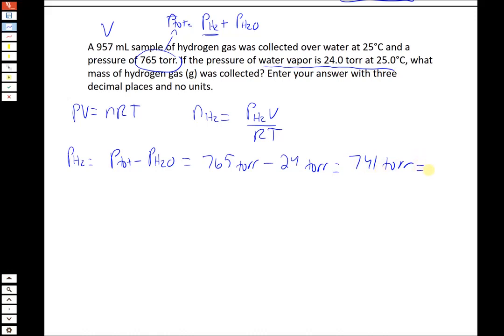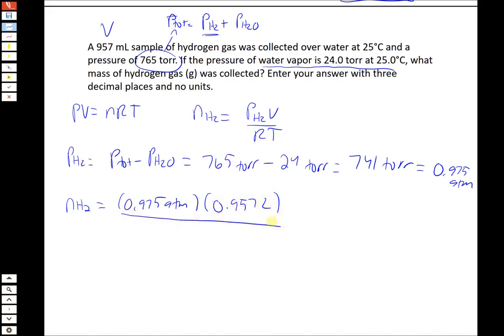And then we're going to want to put it back into atmospheres, because now we're going to use the ideal gas equation. So let's put it back into atmospheres, 0.975. Alright, and then we'll solve for number of moles of hydrogen using that as the partial pressure of hydrogen. The partial pressure of hydrogen we found was 0.975 atmospheres. We have to use atmospheres here because we're using R in this calculation. The volume of gas that we collected was 957 milliliters. That needs to be in liters for the ideal gas equation. So unit conversions are fairly important in problems like this.